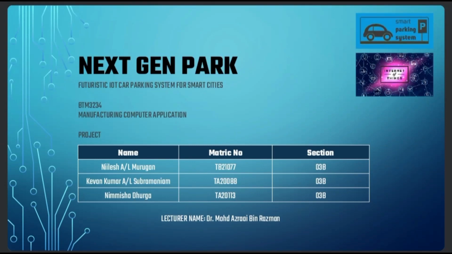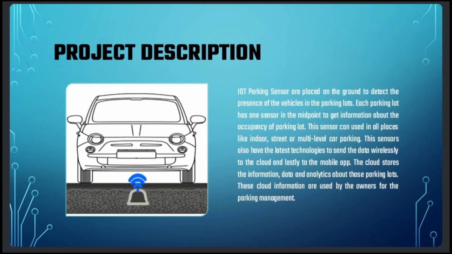Hello everyone, today we're going to present our MCA project, which is based on an IoT car parking system. Basically, an IR sensor will be placed on the ground to detect the presence of vehicles in the parking lots. Each parking lot has one sensor at the midpoint to get information on whether the parking is occupied or not. All the updates will be sent to the cloud and mobile app. This cloud information is used for parking management.